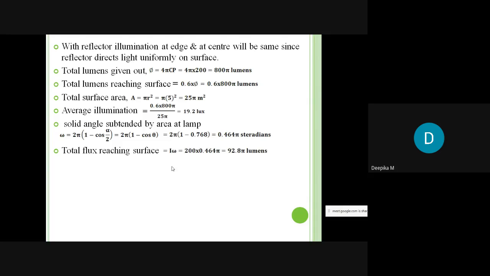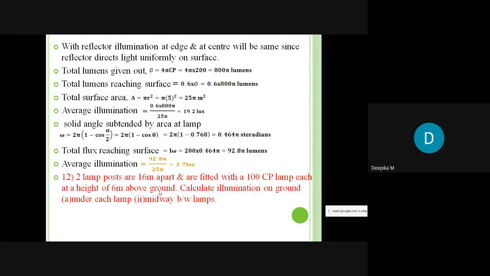And the total flux reaching the surface is nothing but I into omega. Therefore, it is 92.85 lumens. And average illumination is nothing but total flux by area, which is 92.85 divided by 25 pi, which is nothing but 3.7 lux. Like this, we have to calculate.